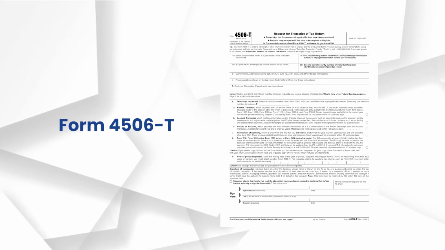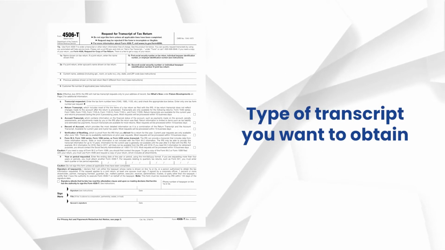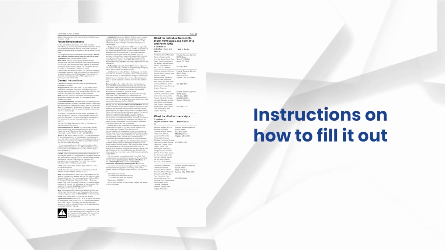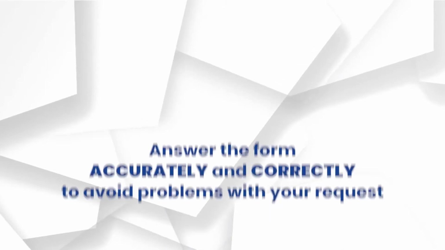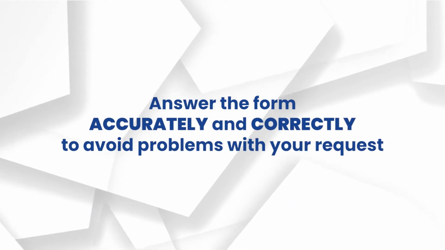Form 4506T is a two-page form. The first page requires your taxpayer-related information and asks the type of transcript you want to obtain. The second page contains instructions on how to fill it out. Answer the form accurately and correctly to avoid any problems with your request.